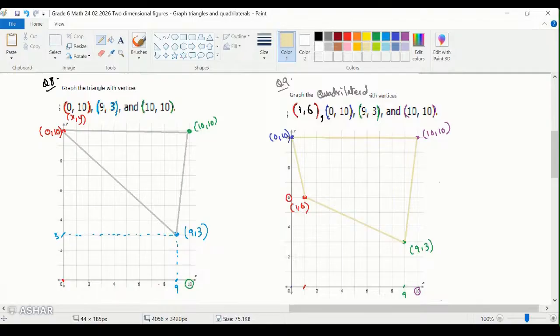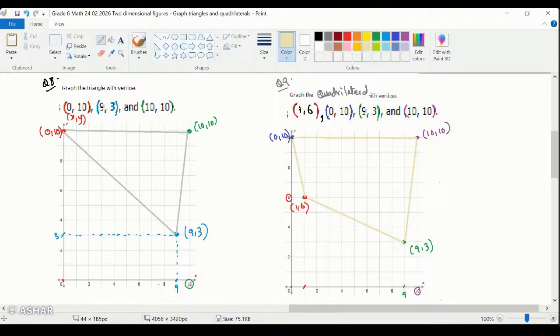Whatever the coordinate is given, simply plot the coordinates, right? It could be a 5-sided shape, but the topic is not. The name of this lesson is graph the triangles and quadrilaterals. If there are five points, you draw those 5 points together, a 5-sided shape, right? So depending on the coordinates, you will draw.